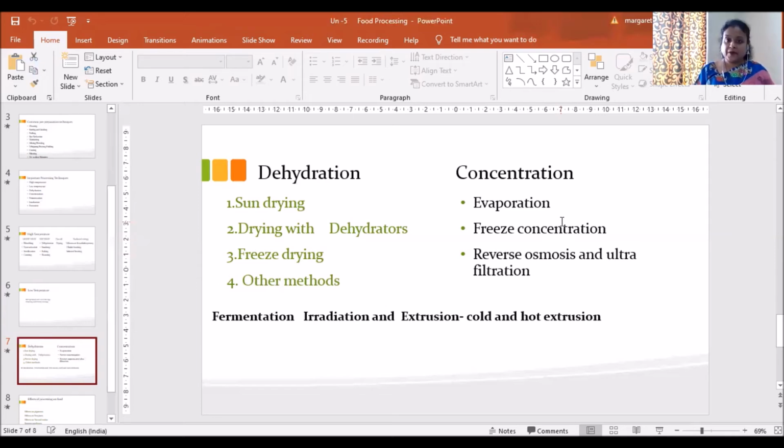by draining, pressing, centrifugation. So all the liquids and solids have different freezing points. Then reverse osmosis and ultrafiltration, which are specifically used for vegetable juice concentration. It is based on the principle of osmosis, that is the movement of molecules from higher concentration to lower concentration by using a semi-permeable membrane.